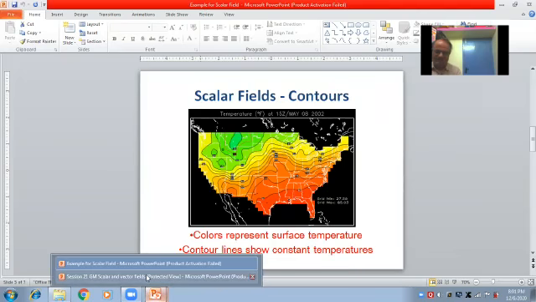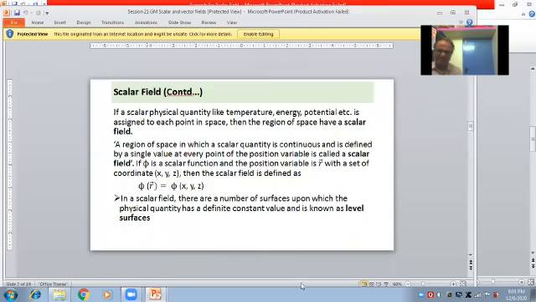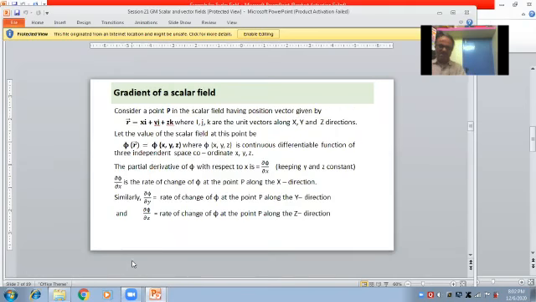So I will move back to the topic. Now we have understood the meaning of level surface. Level surface means the surface where that physical quantity has some constant value. Then we will understand what the gradient of a scalar field is.